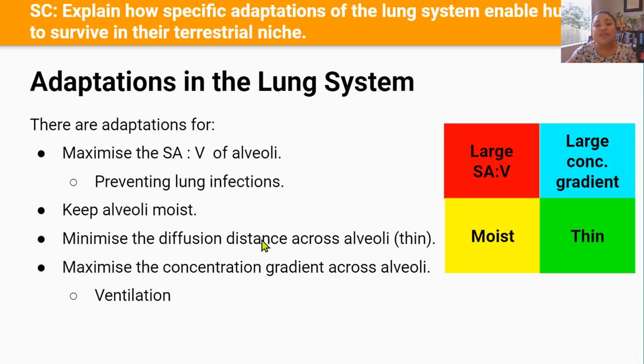So in video 2, we talked about the 4 characteristics of an efficient gas exchange system. And so the lung system needs to have adaptations for maximizing the surface area to volume ratio of alveoli, and coming under this are adaptations to prevent lung infections. The lung system must also have adaptations to keep the alveoli moist, and they must also have adaptations to minimize the diffusion distance across the alveoli. They must be thin. And finally, the lung system needs to have adaptations to maximize the concentration gradient across the alveoli, and this includes adaptations for ventilation. As you can see, these 4 types of adaptations are all to do with alveoli because alveoli are the specialized respiratory surface of the lung system of humans.